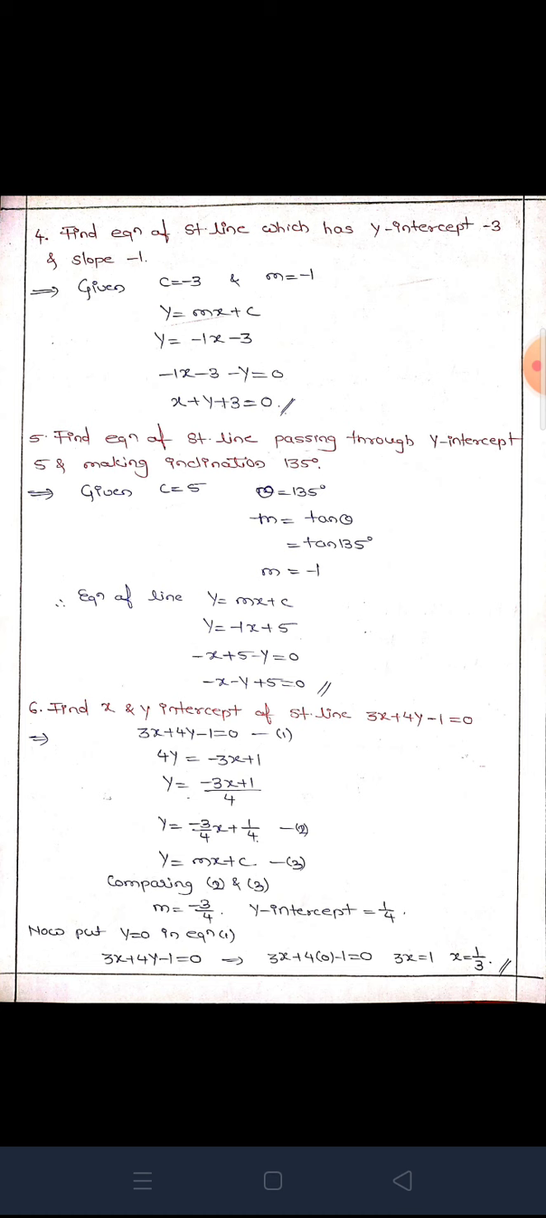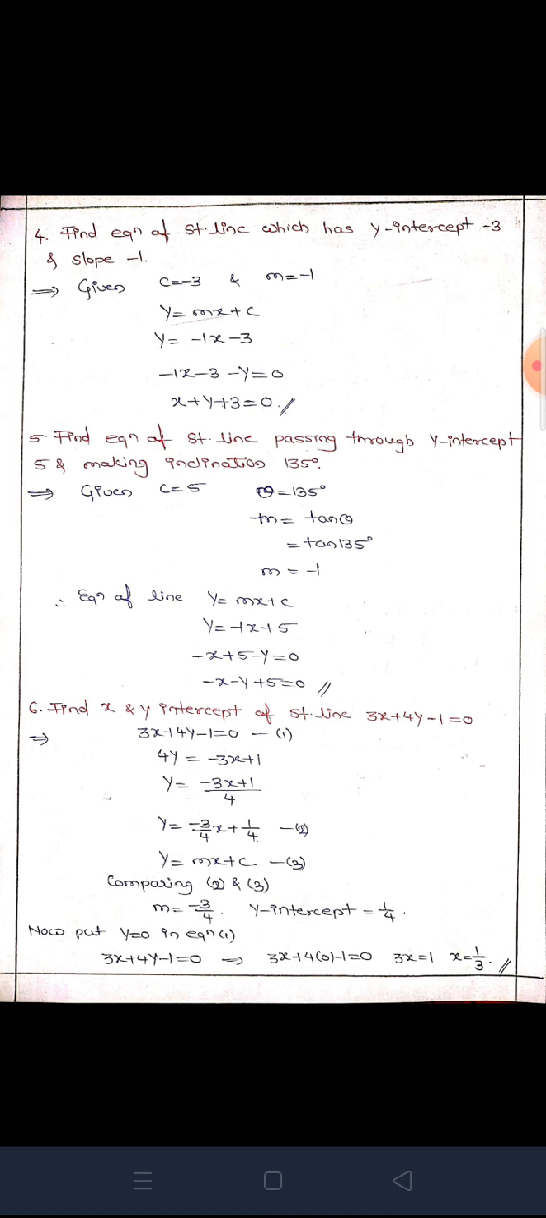Whichever question it is, first you have to find the slope. Now they have given theta. So how to find the slope? M is equal to tan theta. So tan of 135, you can put it in the calculator, and you will get minus 1.